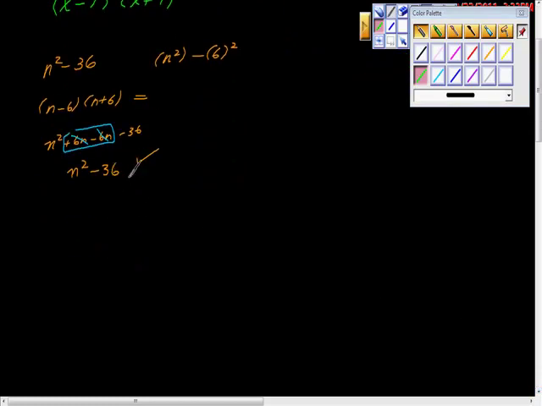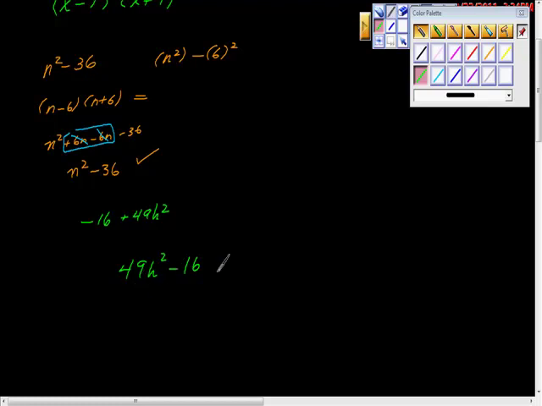The next one says negative 16 plus 49h squared. They're trying to fool me here. I'm going to move my pieces around. I'm going to write 49h squared. The sign in front of the 49 is positive, and it still is. This is negative 16, and it still is. Now I can factor this.